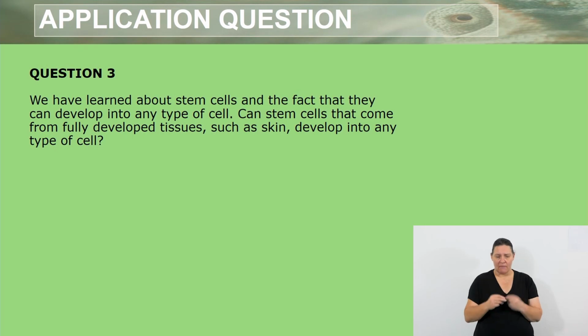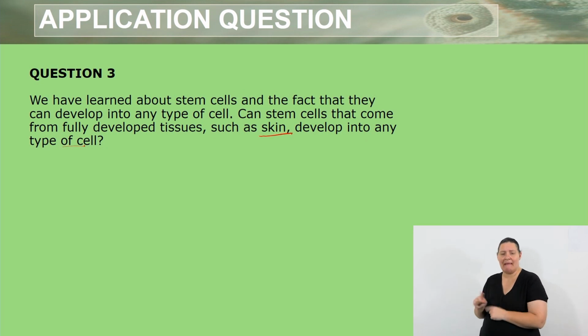And then we are moving on to our last question. Our last question says, we have learned about stem cells and the fact that they can develop into any type of cell. So now our question is, can stem cells coming from fully developed tissues such as the skin develop into any type of cell? So if the cells have already developed into fully developed tissue, can they then become other types of tissues or other types of cell? That is what we are asking.